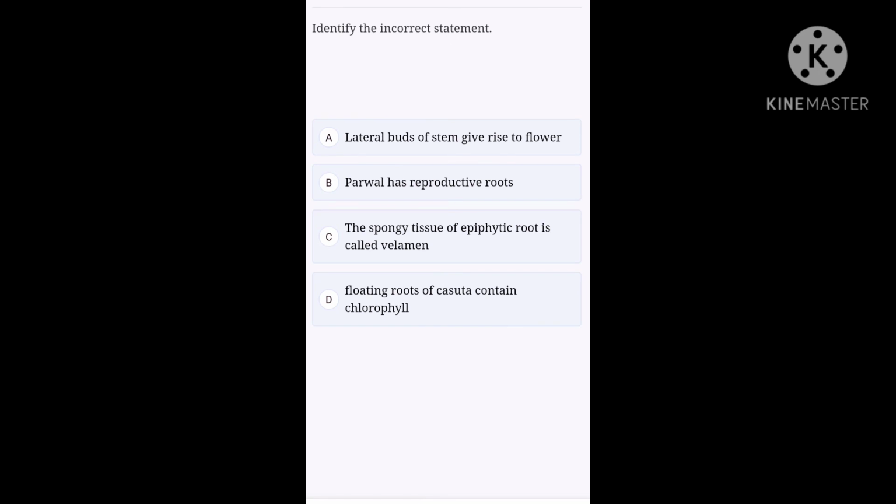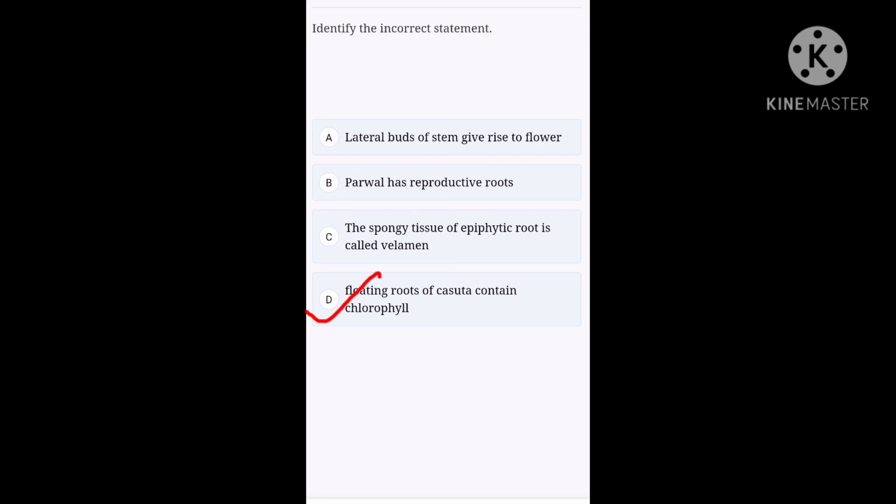Next question. Identify the incorrect statement. Option A, lateral buds of stem give rise to flower. Option B, Parval has reproductive roots. Option C, the spongy tissue of epiphytic root is called velamen. Option D, floating roots of castor contain chlorophyll. So option D is the incorrect statement.